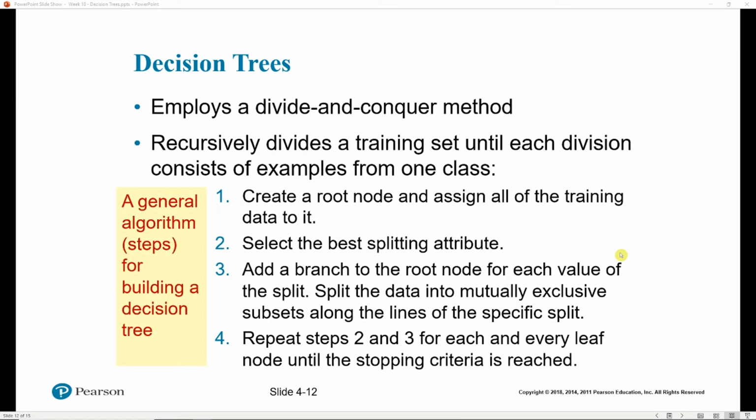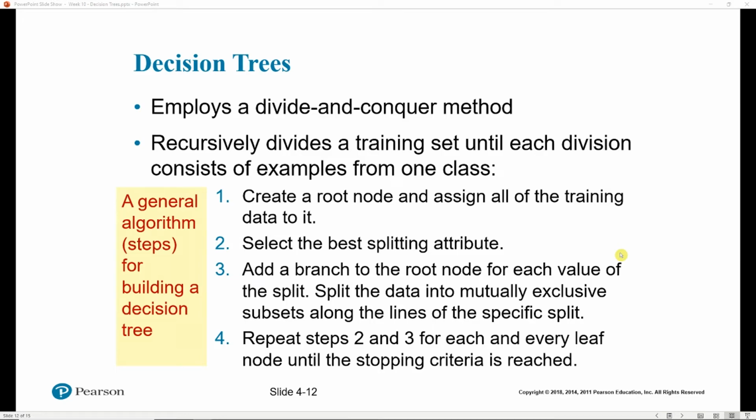The decision tree approach employs a divide and conquer method. Essentially, you are recursively dividing the training set until each division consists of examples from one class. In this process, you create a root node and assign all of the training data to it. You then select the best splitting attribute. You're going to find that the sex of the passenger in the Titanic dataset is the best splitting attribute to start with, and you'll see why once we get into that example. You'll then add a branch to the root node for each value of the split.